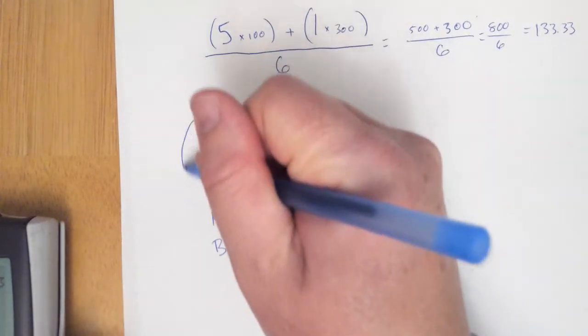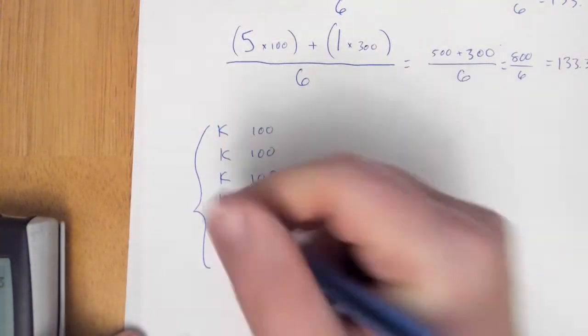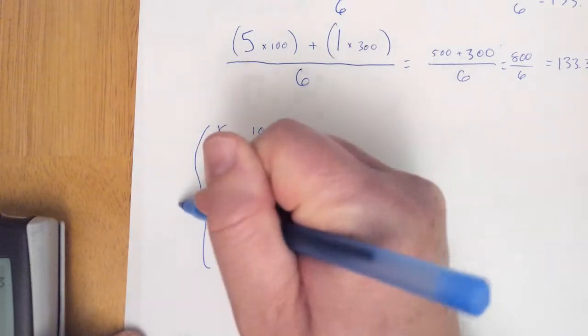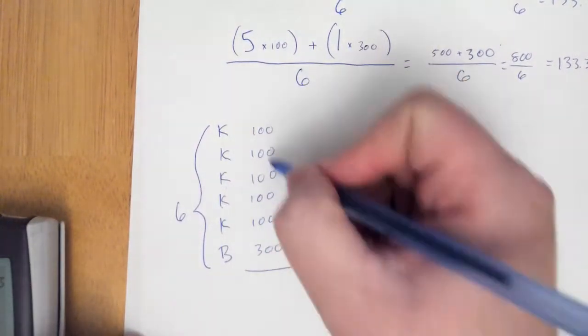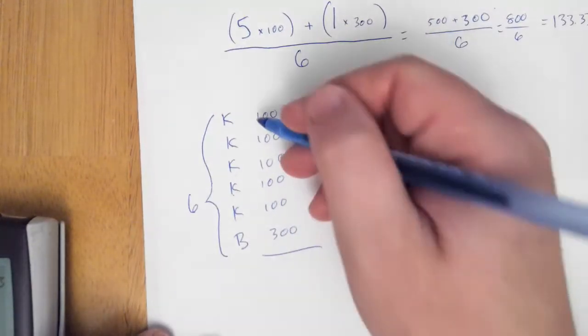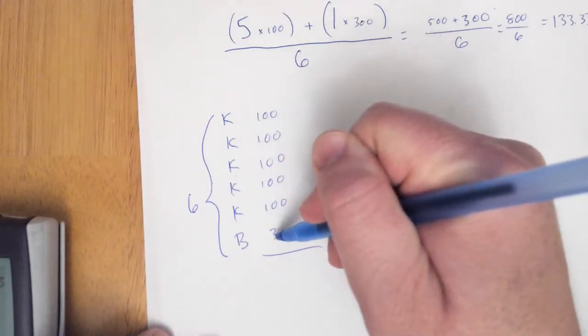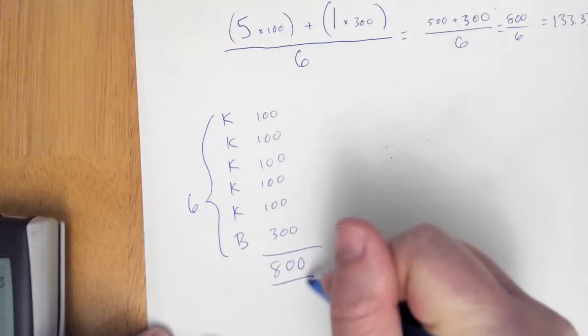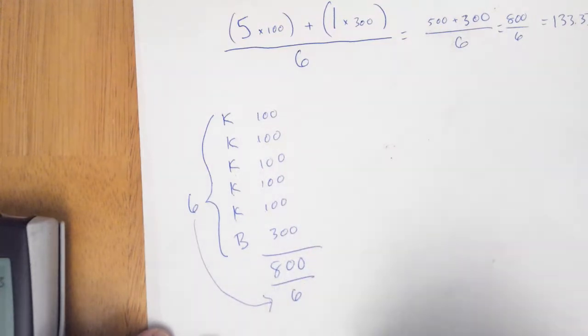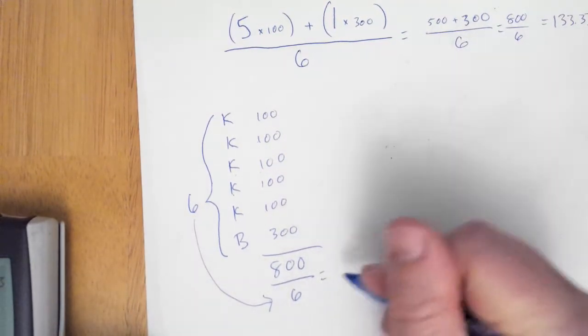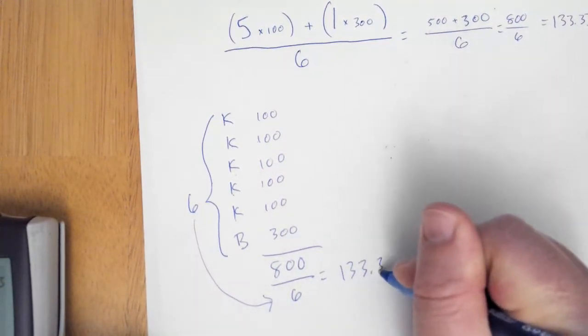So, how many total were there? 1, 2, 3, 4, 5, 6. So what I like to do is add all those together: 1, 2, 3, 4, 5, 6, 7, 8. So that's 800 divided by the 6, and that 6 came from over here. And then your final answer would be 133.33.